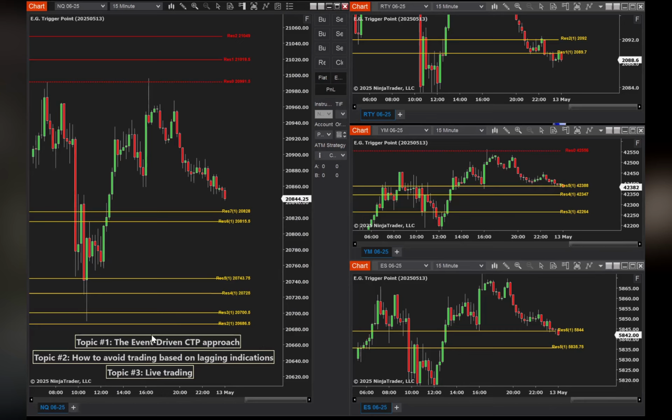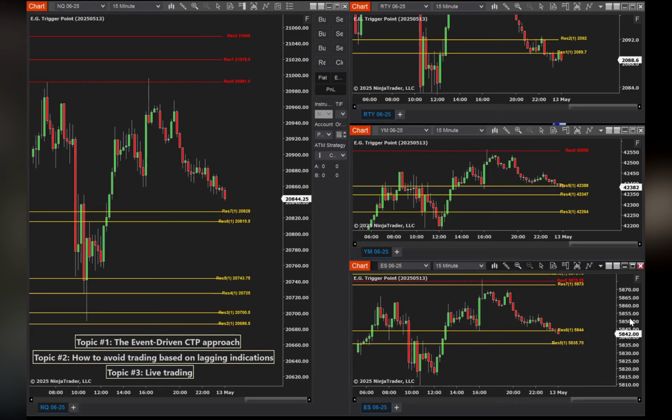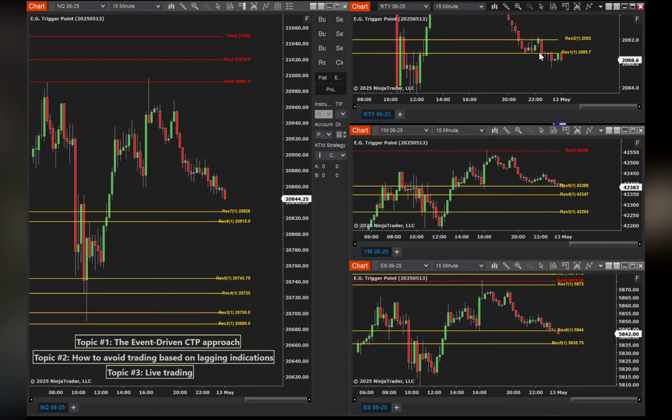Now, okay, the event-driven CTP approach has to do with trigger points that have historical context, let's say. Okay, we can see the RTY here, YM, and ES. Now, I identify in this case that I'm going to have a short opportunity, and I took a short trade here, and I'll explain why.